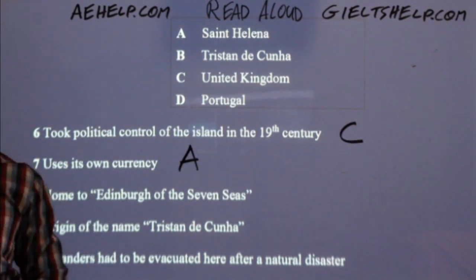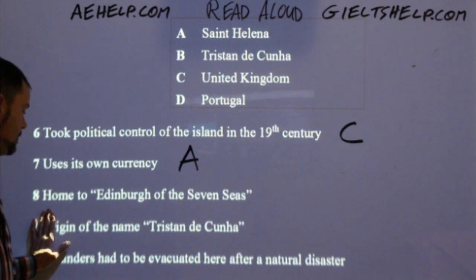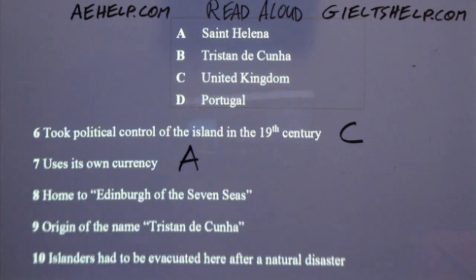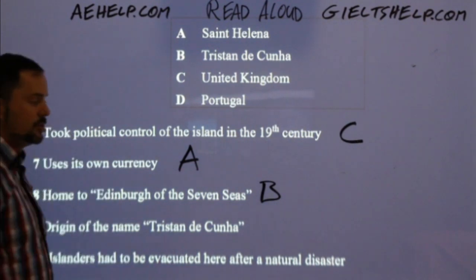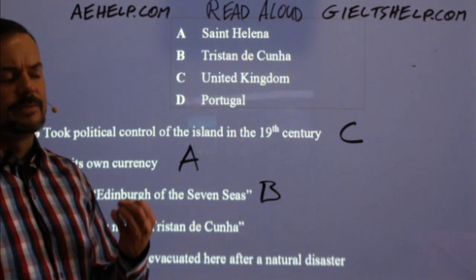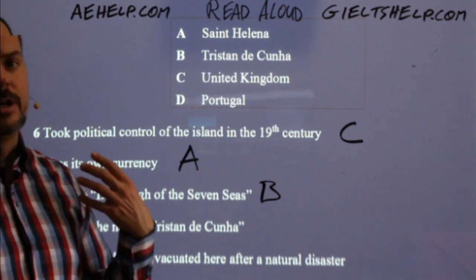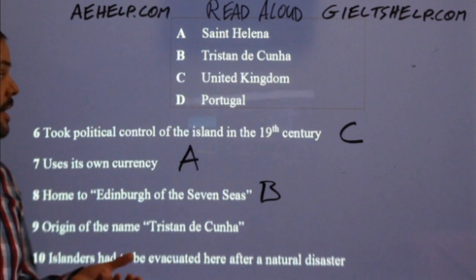Number 8, home to Edinburgh of the Seven Seas. That one should be fairly easy. What is home to Edinburgh of the Seven? That's right. Very good, Preeti. Yeah, it's Tristan da Cunha. The passage says that's where most people live. Okay, hopefully you kept that in mind. That was very clear. They said on Tristan da Cunha, most people live in the settlement known as Edinburgh of the Seven Seas.